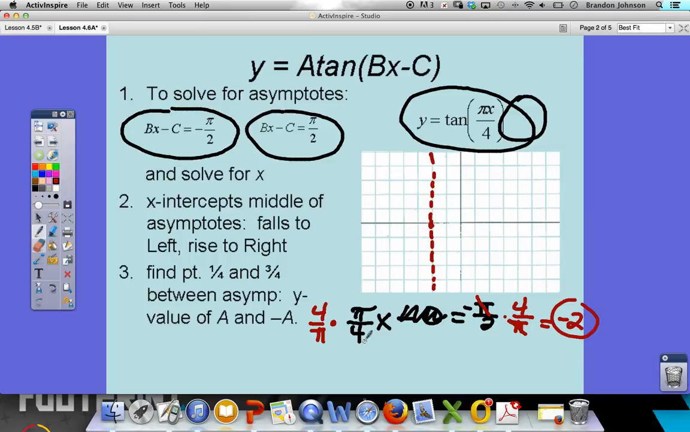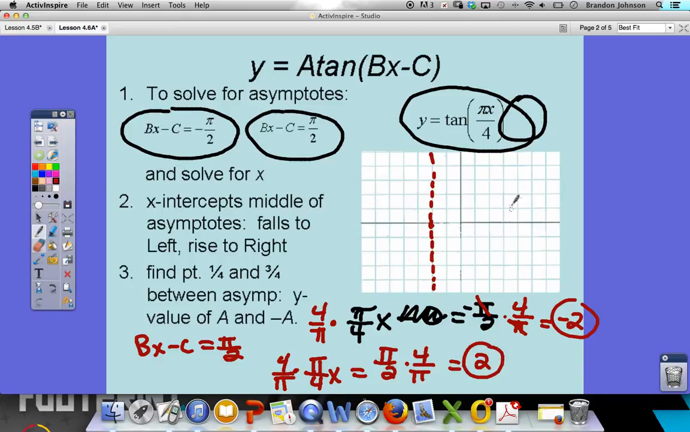All right. So now, since that's at negative 2, we figure out what bx minus c equals pi over 2 gives. We do the same thing. We have pi over 4 x equals pi over 2. We multiply by 4 over pi, and we end up getting 2. So at 2 and negative 2, we would have asymptotes, and it would keep repeating every 4, because from negative 2 to 2 is 4. The next one I would have would be at 6, and negative 6, and so on and so forth. So again, that's how we would figure out what our asymptotes are.